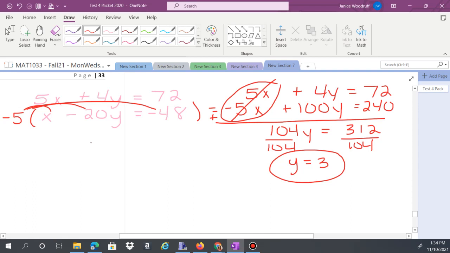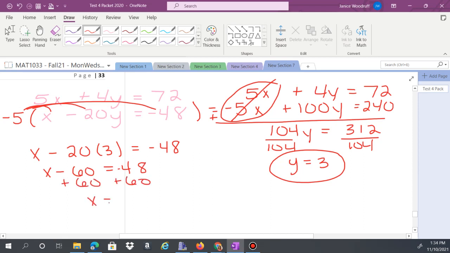We can go back to the original equations, which is probably no fun because they have fractions. So we can go back to these guys here. Let's plug the y value in. Let's say we use x minus 20y equals negative 48. x minus 20 times 3 equals negative 48. So x minus 60, and I add 60. That's going to give me an x value of 12. So I'm going to get the solution (12, 3).